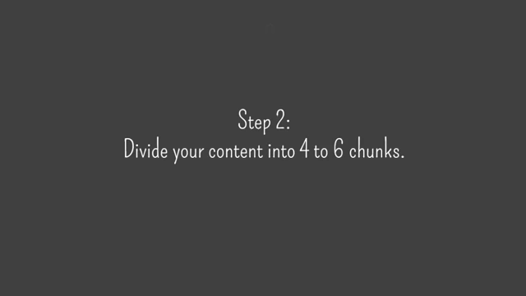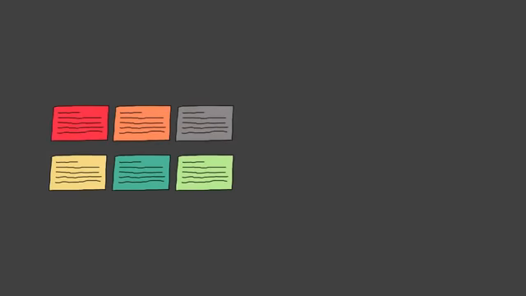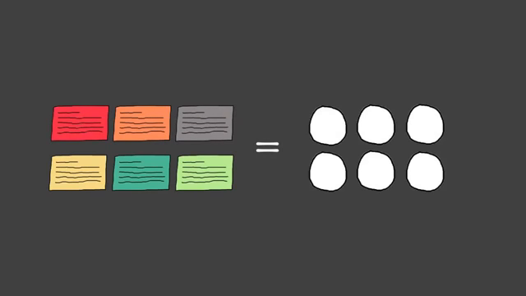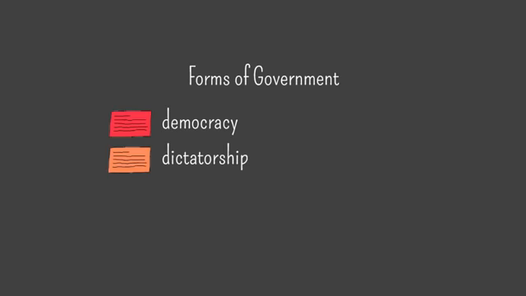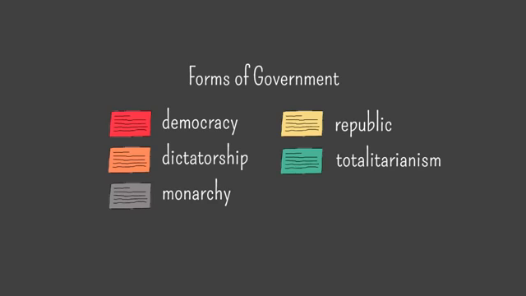Step 2, divide your content into 4 to 6 chunks. It's important to divide the content into the same number of chunks as the number of students in each group. So if you have 6 students per group, break your content into 6 chunks. If you're only going to have 5 students in each group, then you'll only need 5 chunks. Suppose you're a history teacher and you're doing an overview of different types of government. You could divide your content into these chunks: democracy, dictatorship, monarchy, republic, totalitarianism, and theocracy.